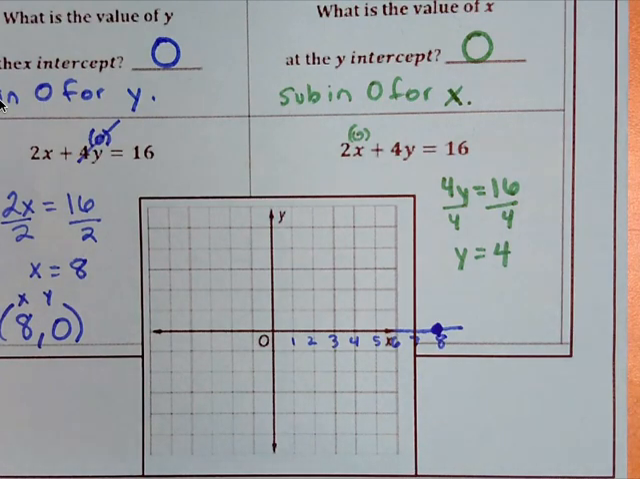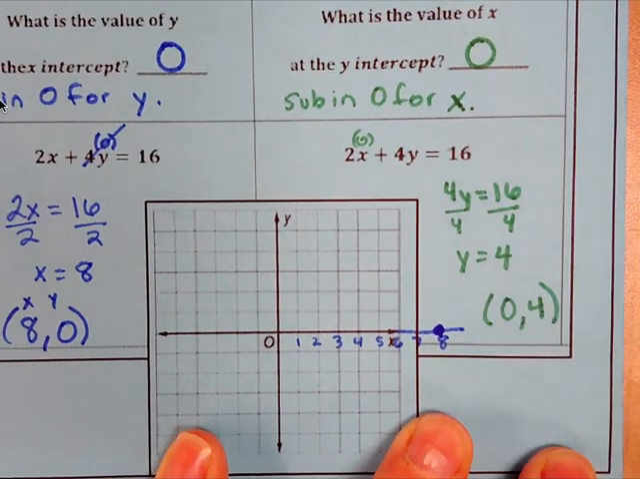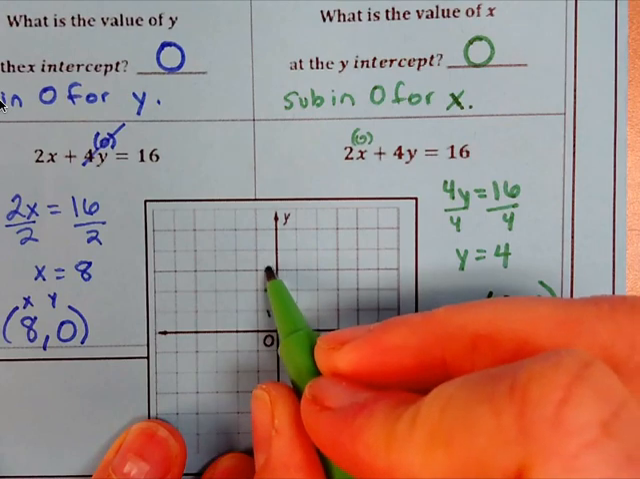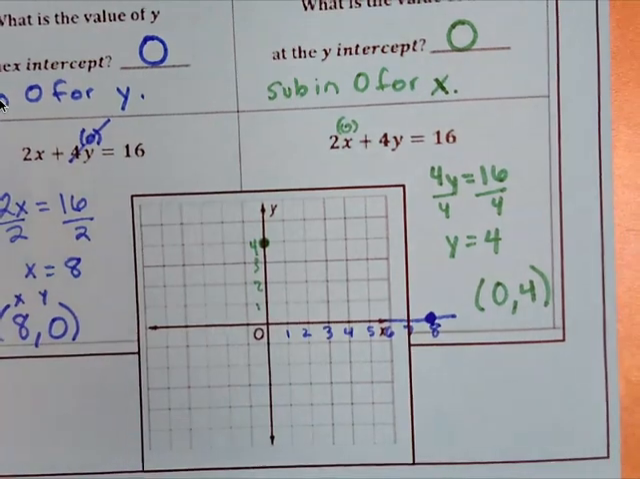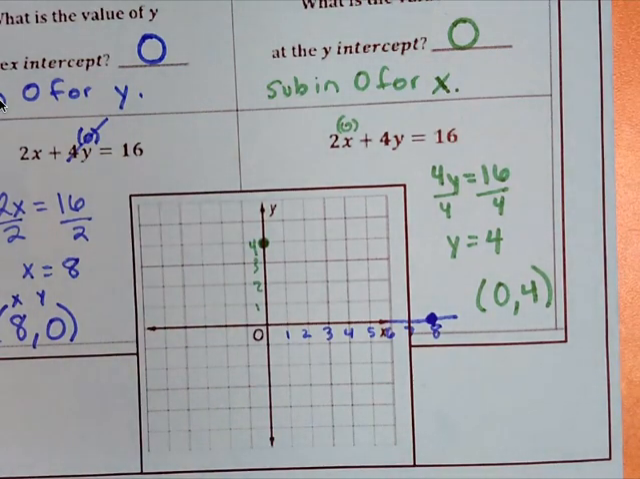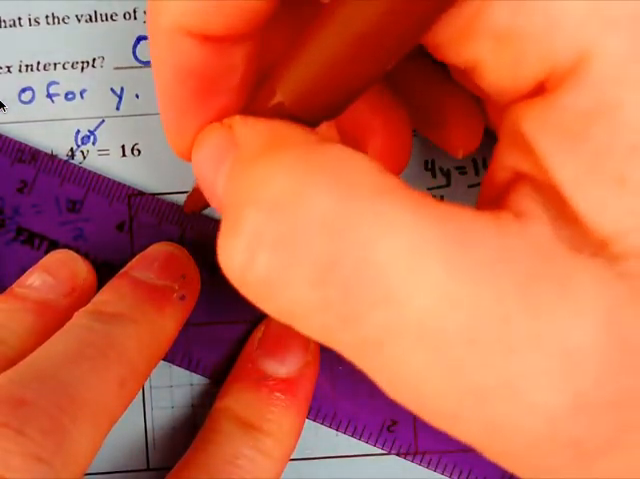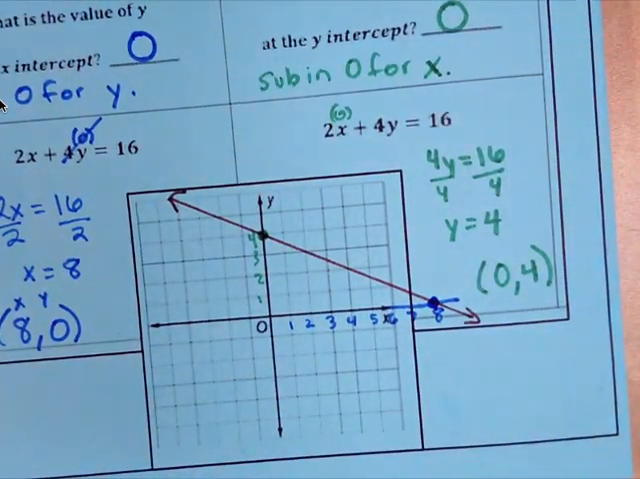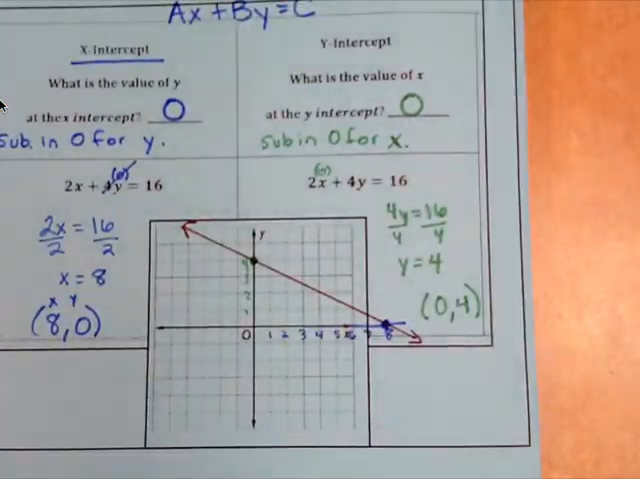And it needs to be written as a point. So that's 0 for x, 4 for y. Y-intercepts have a value for y. X-intercepts have a value for x. So we'll plot that. And then connect them to make your line. As long as you have 2 points, that's all you need in order to graph. So it's a negative slope. That's what I meant to say.